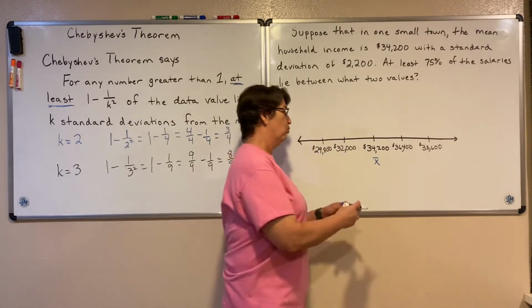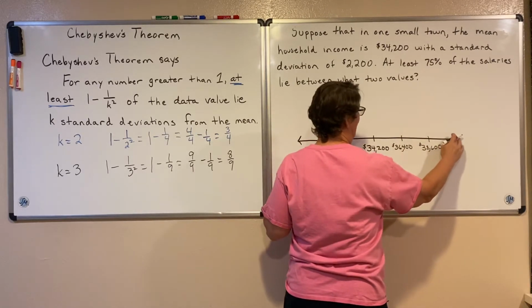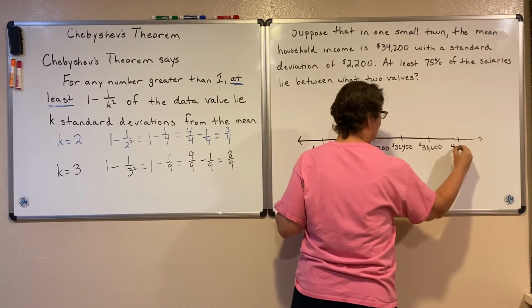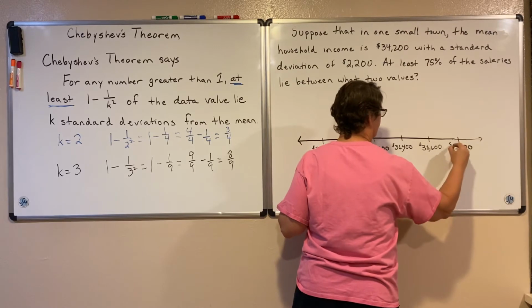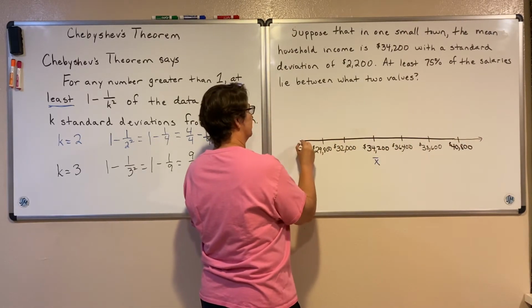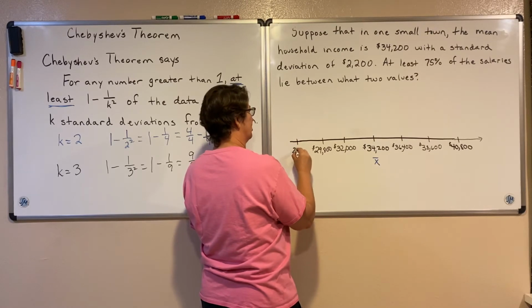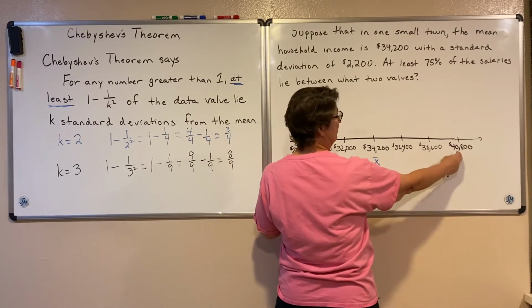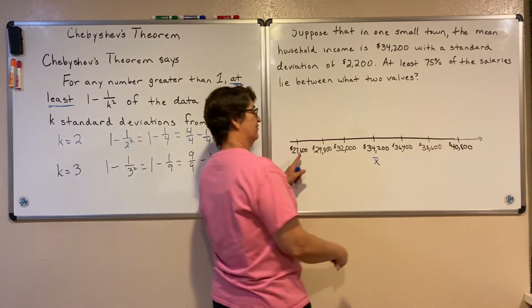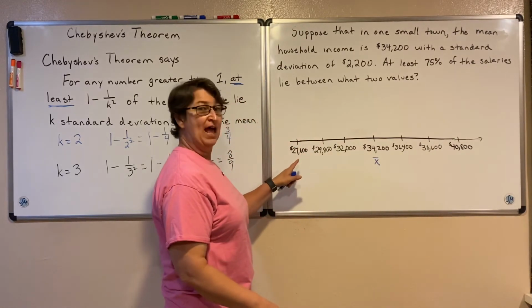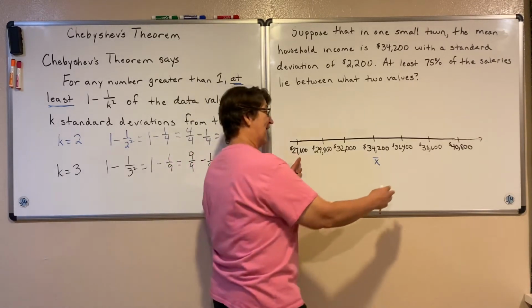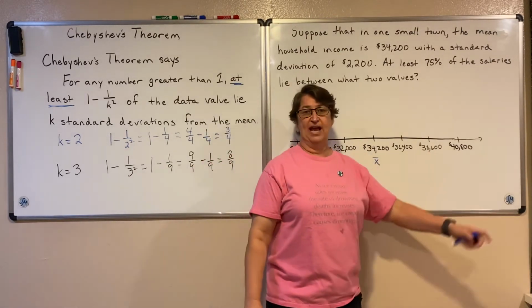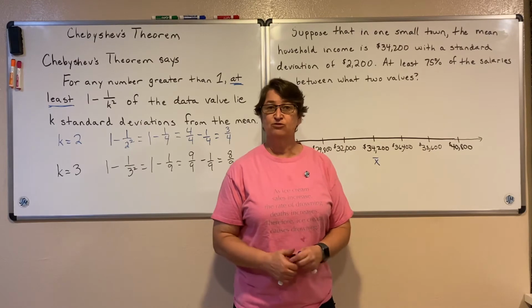So I know if I go out one more standard deviation, so if I add another 2,200 to this, so that I'm sitting at 40,800, and if I go back a standard deviation, so that I've gone out 3 standard deviations, that's 3 standard deviations above the mean, this is 3 standard deviations below the mean, I know that 8/9 of my data falls within that 27,600 and 40,800. So I know that 8/9 of those salaries are between that.